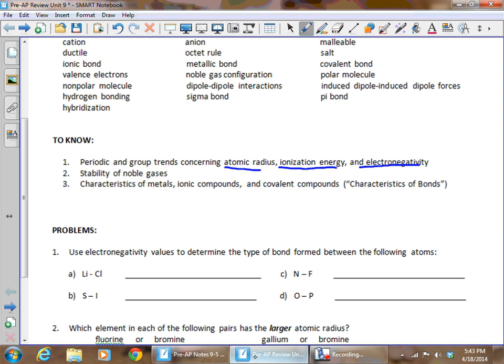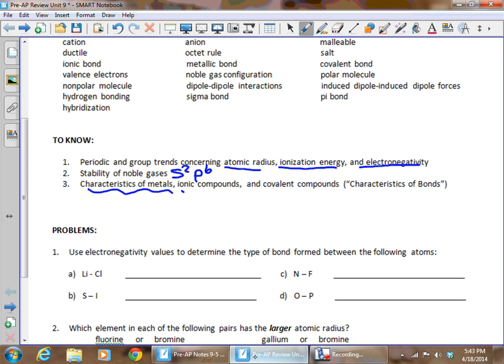You're supposed to know the stability of the noble gases. Noble gases, on that far right column, are our s2p6 elements. Those are ones that have a full outer shell, a full octet of valence electrons, and those are the ones that are going to be very stable, very non-reactive. They have no driving force to react.